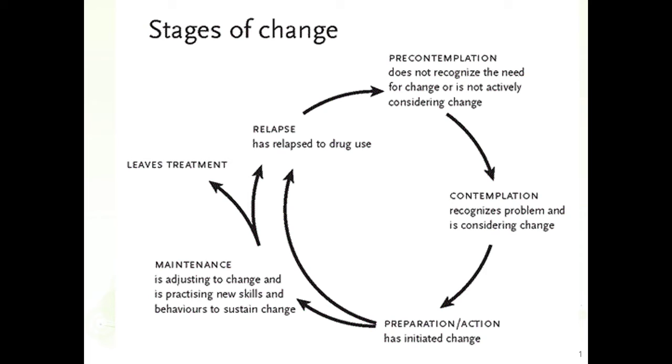We start up here in the upper right, pre-contemplation. Let's talk about smokers, for example. Someone could be an active smoker and they might be not thinking about quitting and not worried about it. They're at peace. They do not recognize the need for change and they're not considering change. Okay, that's a totally valid and normal place to be.